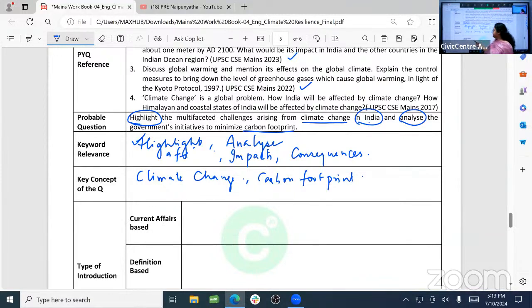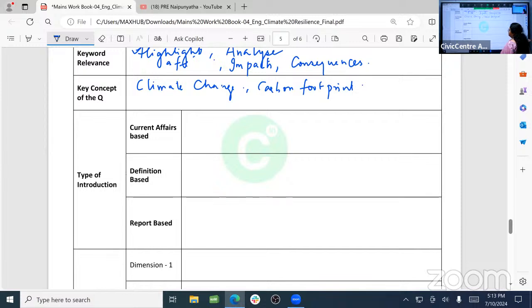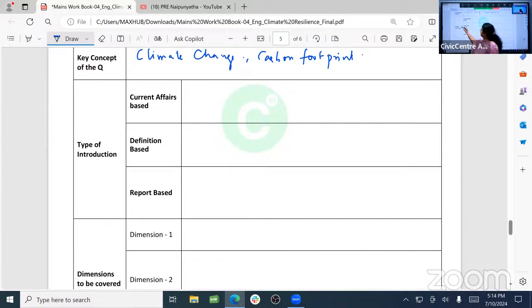After you understand the key concepts asked, the demand of the question, and the keywords to structure your answer, we will start with the various kinds of introductions that can be written. Now let's see. We are asking you to write 3 types of introductions. One is current affairs based.